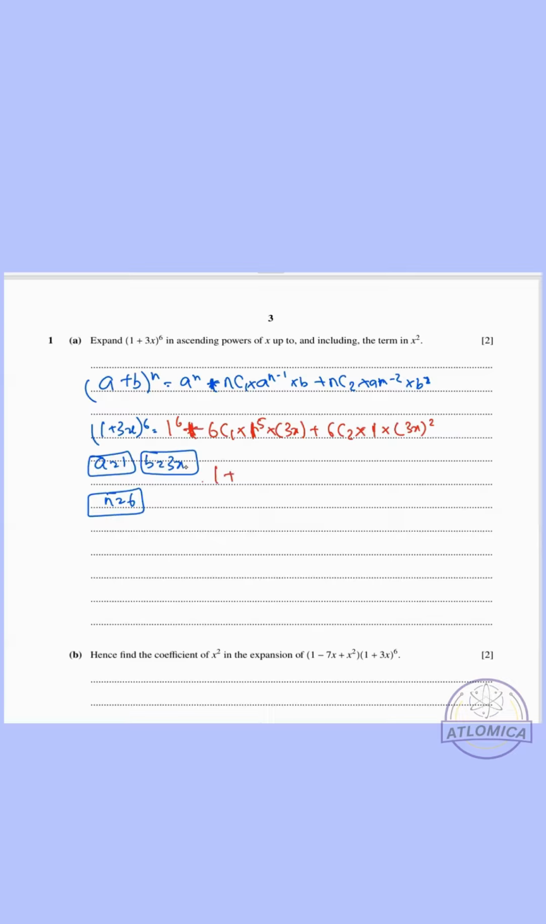So this would be 1 plus 6C1 times 3, which makes it 18x, and then 6C2 times 9. 3 squared would be 9, right? So it would be 135x squared. When this bracket is open, this would be x squared. So this is our answer to this question: 1 plus 18x plus 135x squared.